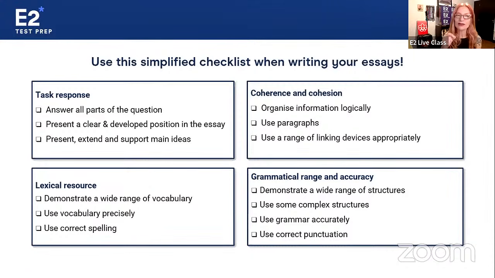Yes, okay, I answered. Presents a clear and developed position, wide range of vocabulary. If not, since you're studying, that's the time. Once you identify your slips, using the checklist, you can go back and rewrite the essay, trying to fix those.